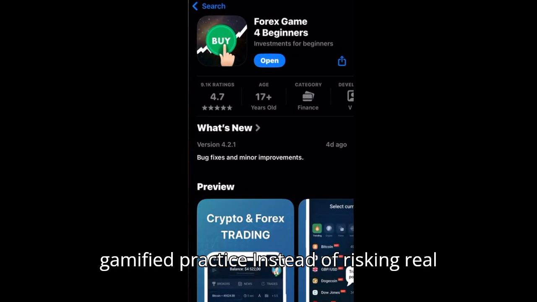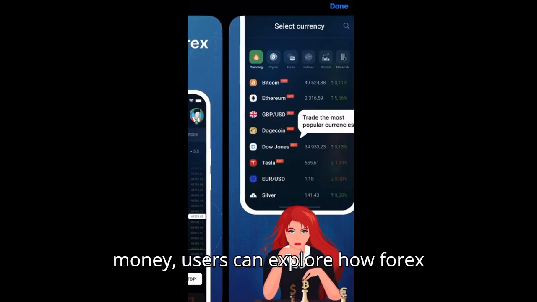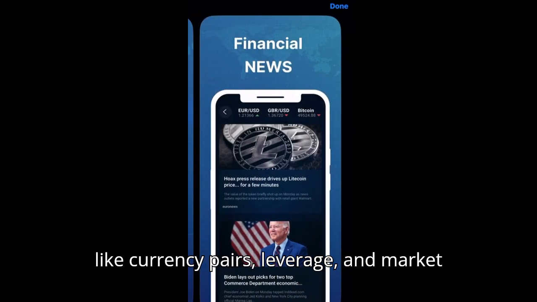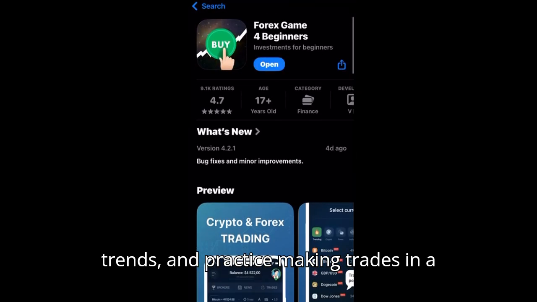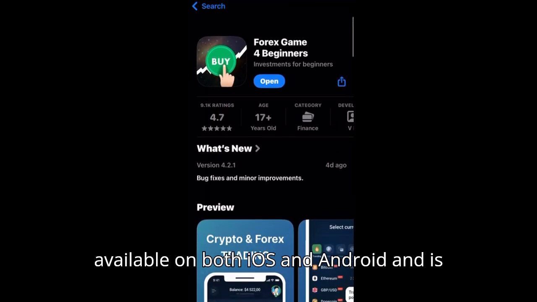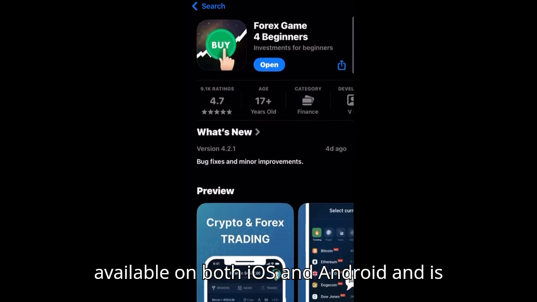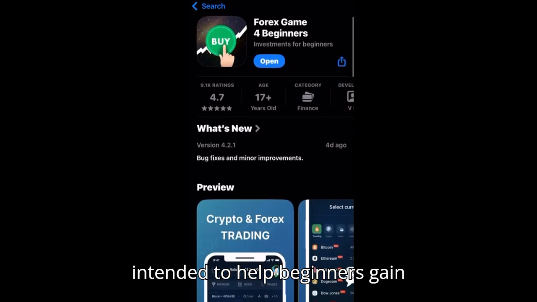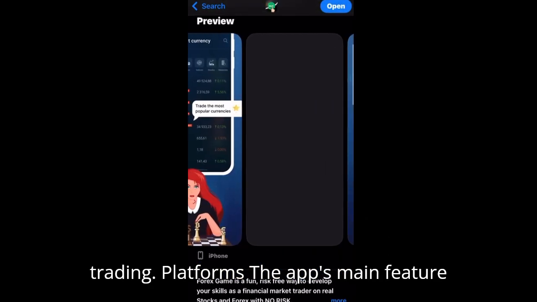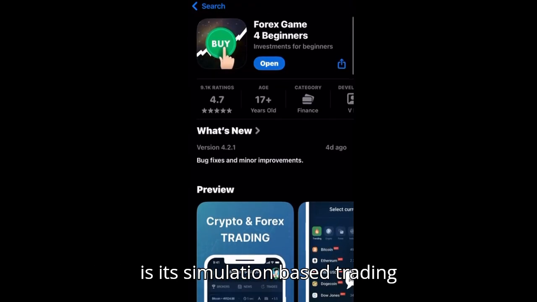gamified practice. Instead of risking real money, users can explore how forex markets move, learn foundational concepts like currency pairs, leverage, and market trends, and practice making trades in a simplified environment. The app is available on both iOS and Android and is intended to help beginners gain confidence before transitioning to real trading platforms. The app's main feature is its simulation-based trading interface.